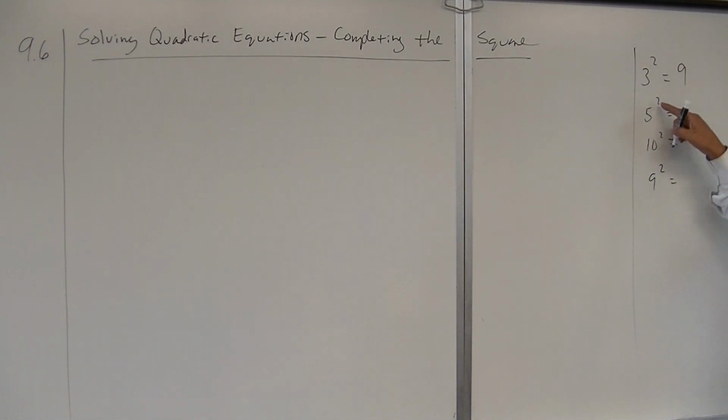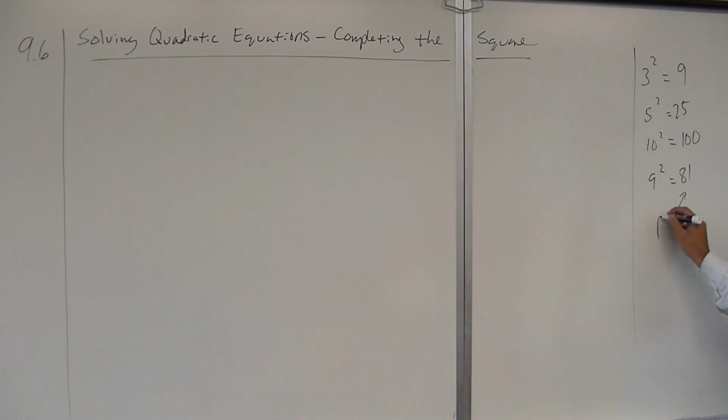9. 5 squared? 25. 10 squared? 100. 81. What do we call these numbers? Perfect squares. So we call them perfect squares.